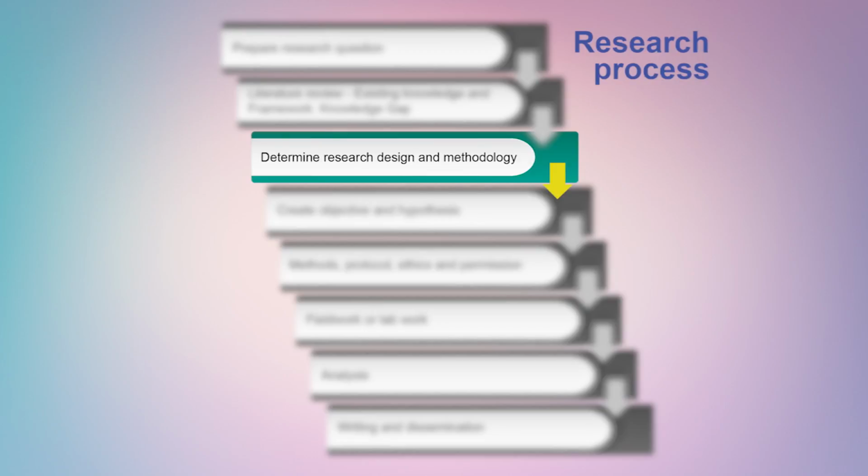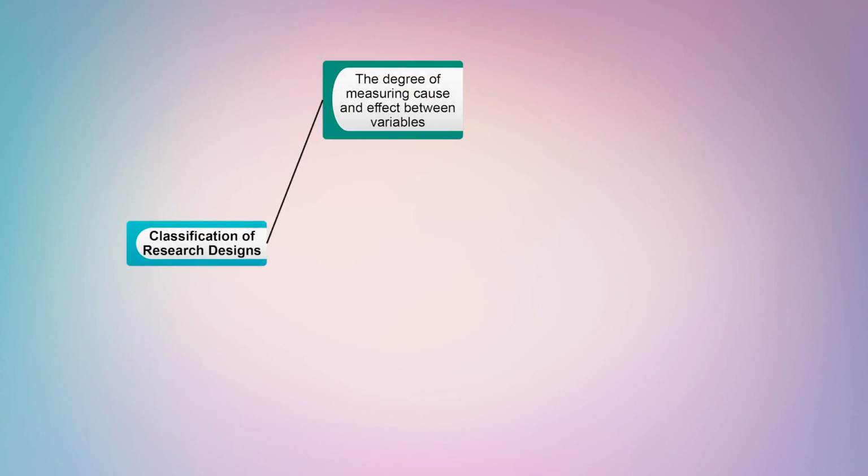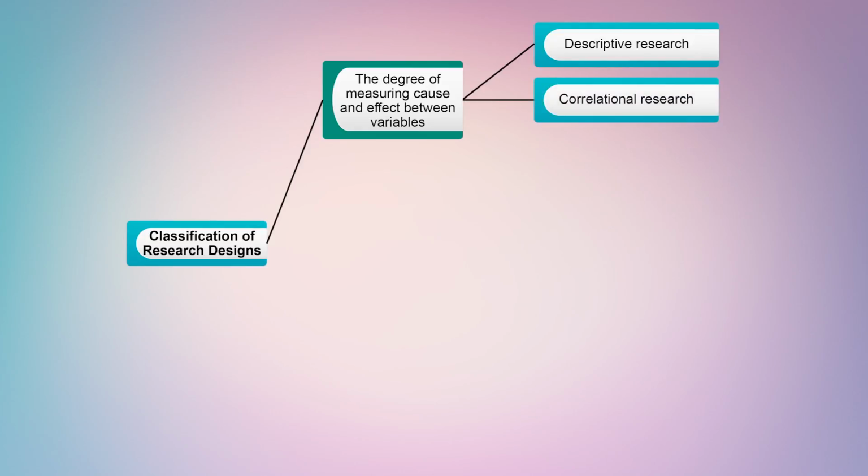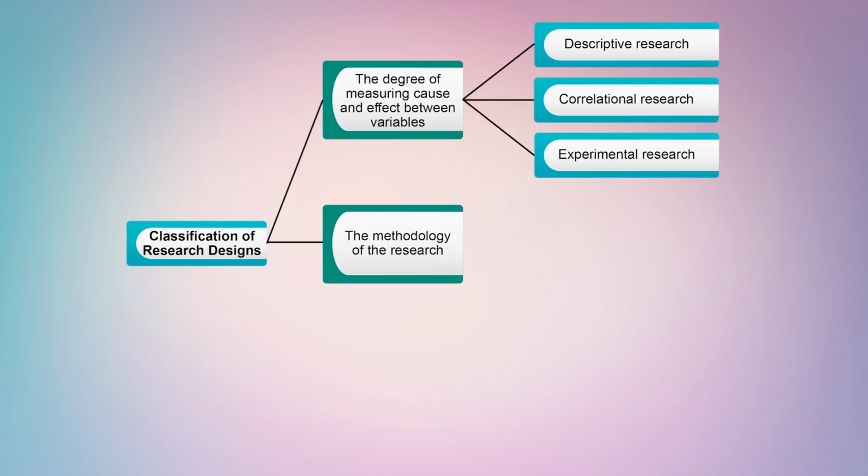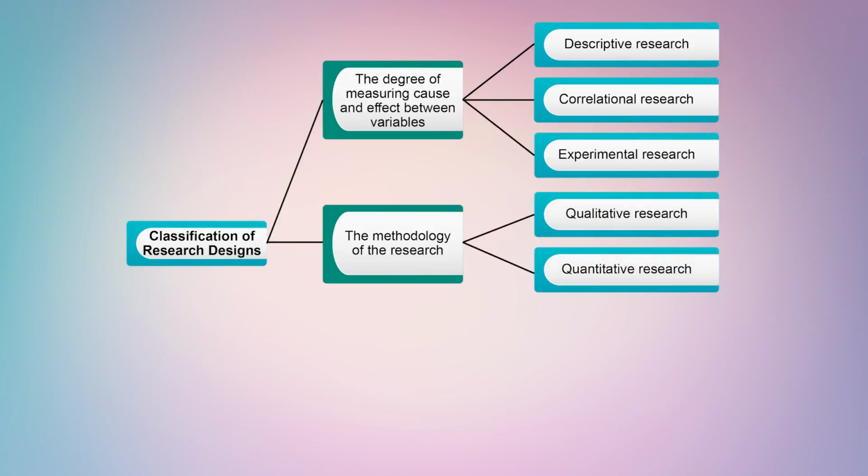The next step is to determine research design and methodology to conduct the research. There are many ways to conduct a research that relates to adolescent psychology. There are also various ways to classify types of research designs. They can be classified based on, one, the degree of measuring cause and effect between variables, whether it is a descriptive, correlational, or experimental research. The best way to investigate cause and effect is by doing experimental research. Two, the method of the research, whether you want to do qualitative or quantitative research.